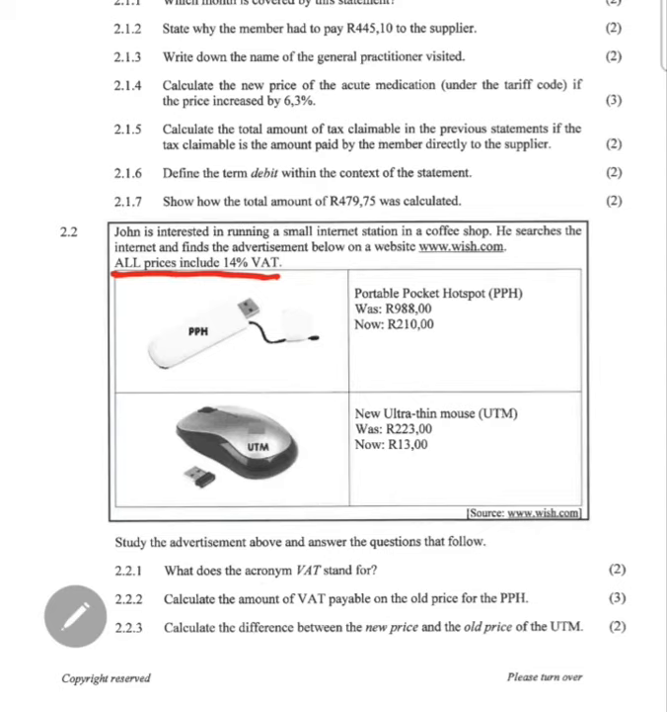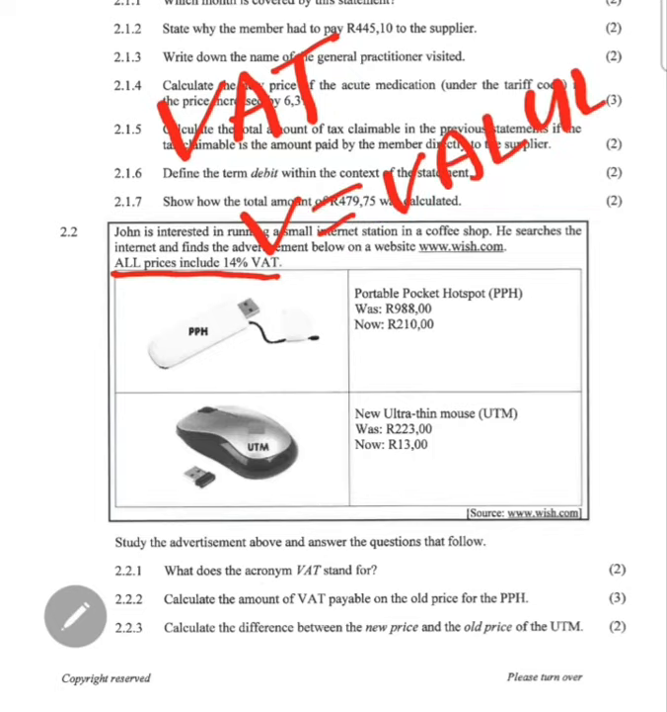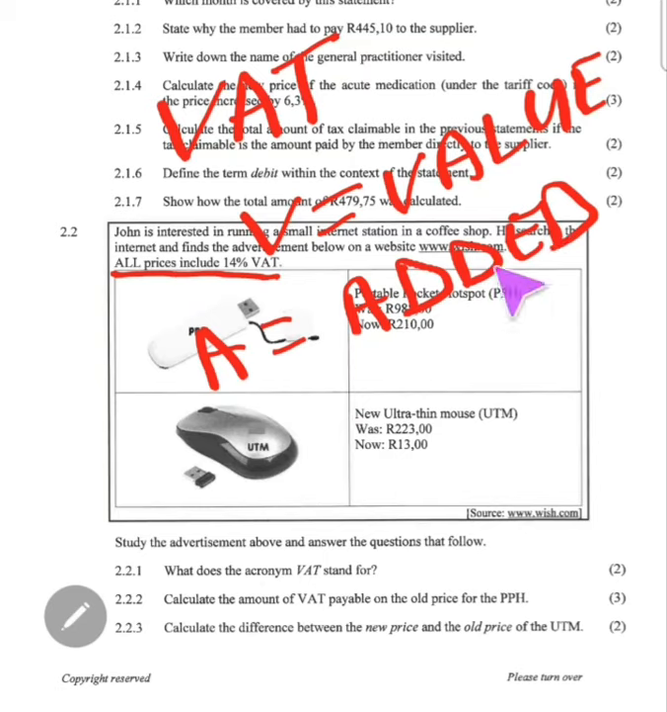Question 2.2.1. What does the acronym VAT stand for? You can refer to your textbook definition. There should be only one answer to that. V stands for value. A stands for added. T stands for tax. So that should be your answer.